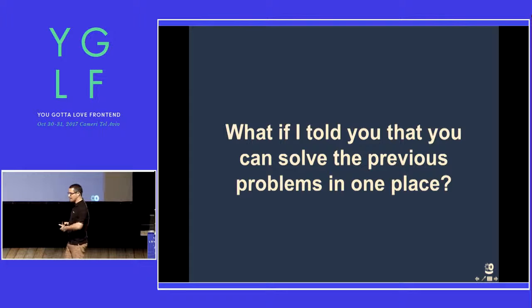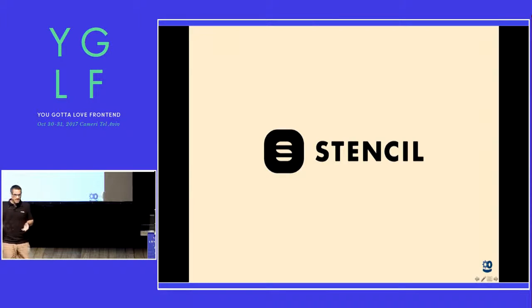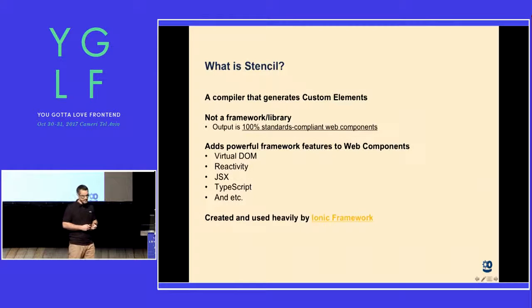What if I can tell you that you can solve all those problems in one place? This is where Stencil comes into place. What is Stencil? Stencil is a compiler. A new compiler. It was shipped 1.5 months ago, and it compiles your code into custom elements. But it adds to those custom elements a lot of goodies, like, for example, virtual DOM and reactivity. And you write things in Stencil using JSX and TypeScript. So if you're familiar with those concepts, you are ready to go.